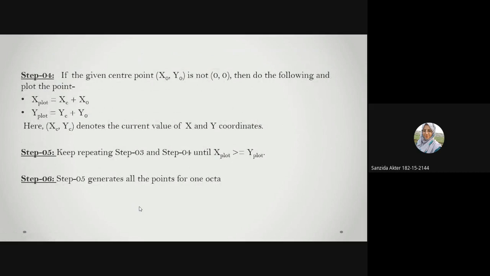Next, in step number 4, if the given center point x naught and y naught is not 0 0, then do the following and plot the point. X plot equals xc plus x naught, y plot equals yc plus y naught. Here xc and yc denote the current values of the x and y coordinates. In step number 5, keep repeating step 3 and step 4 until x plot is greater than or equal to y plot. And step number 6, step 5 generates all the points for one octant.